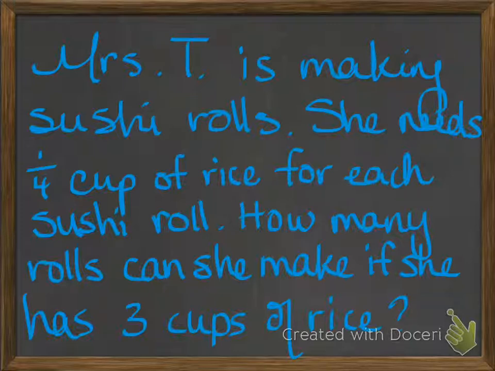Mrs. T was making sushi rolls. She needs 1/4 cup of rice for each sushi roll. How many rolls can she make if she has 3 cups of rice? So I know for one sushi roll, it's going to take 1/4 cup. I need to find out how many I can make if there are 3 cups of rice. So ultimately, I'm going to be dividing 3 cups of rice divided into 1/4.